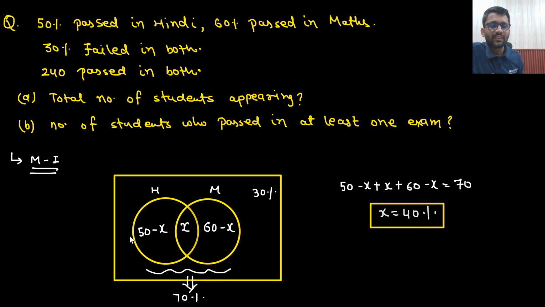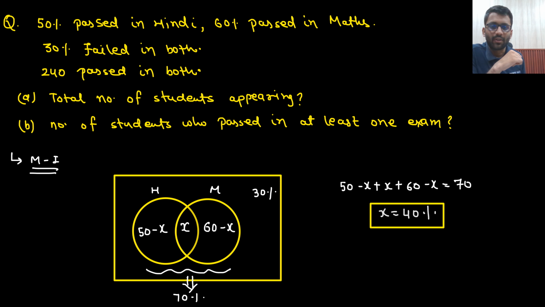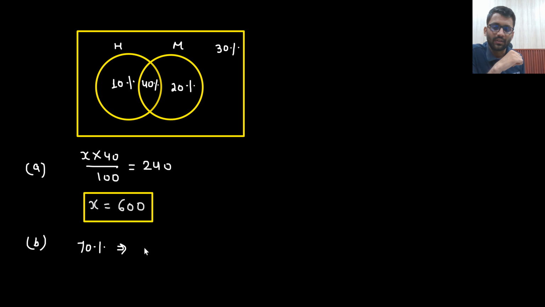Number of students who passed in at least one exam. At least one exam means what will come? At least one exam means all these that are coming here. That at least one means you can pass only in Hindi or only in maths or in both. So all the 70%. And they will be asking the number of students. So 70% of 600. That would be 420.